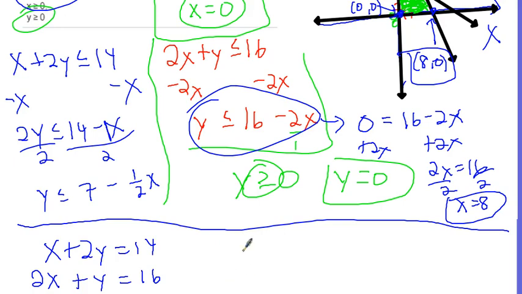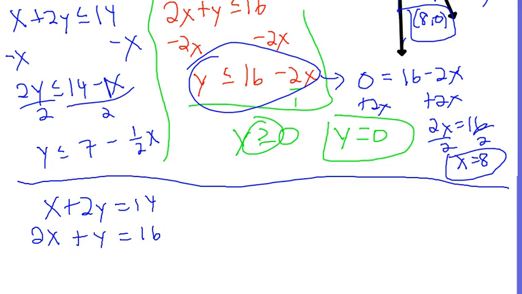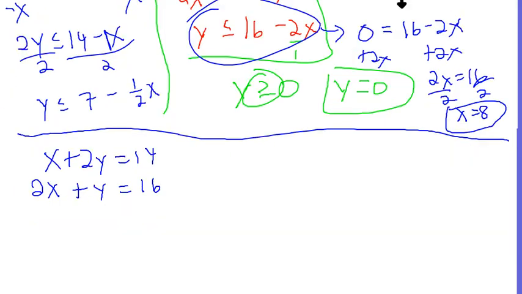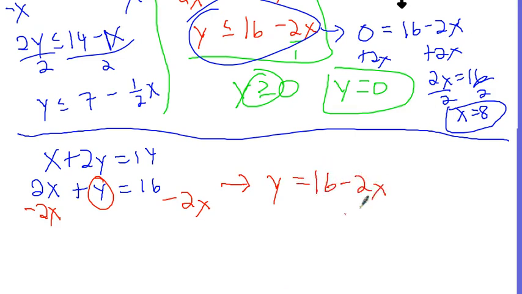We have a couple different methods that we could use. We could do the elimination method. We could also do the substitution method. So maybe let's practice the substitution method in this case. To use the substitution method, we have to solve one of the equations for one of the variables. So I'm going to choose to solve the bottom equation for y. That looks like an easy one to do. So I'll subtract the 2x to the other side, and I'll get y is equal to 16 minus 2x.